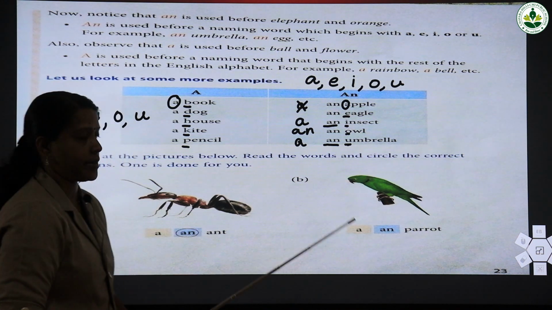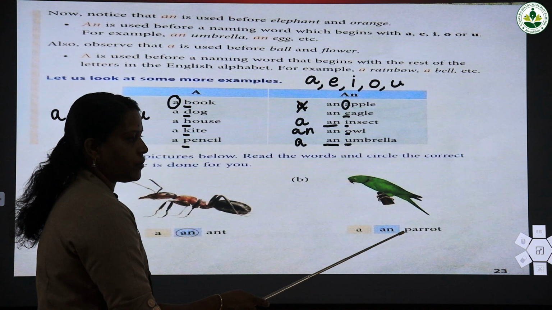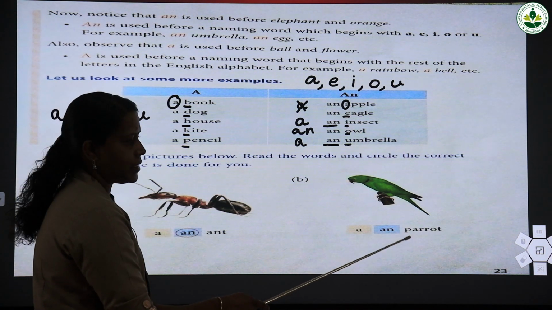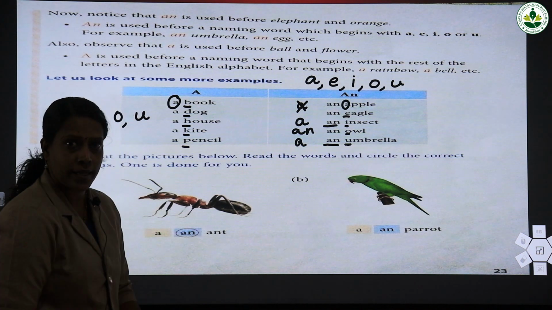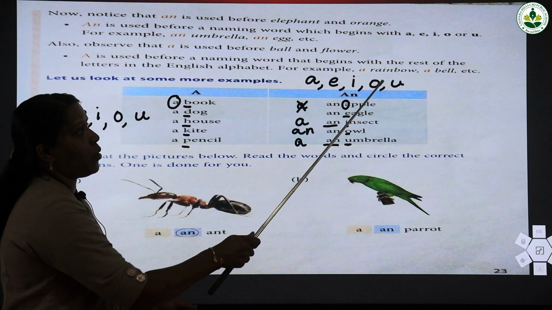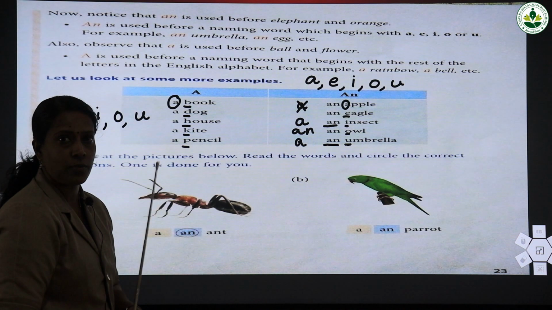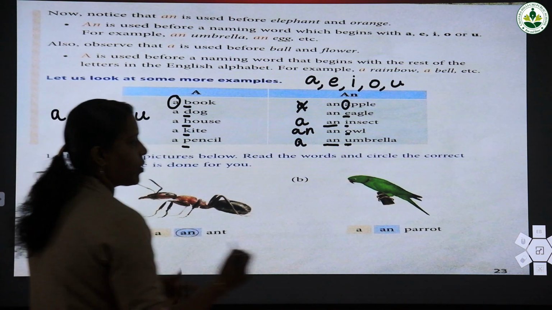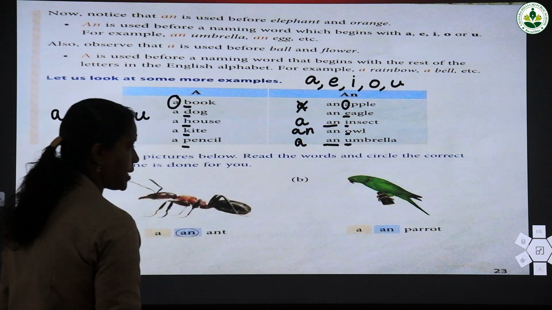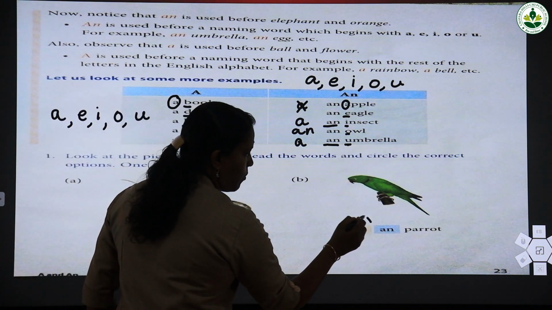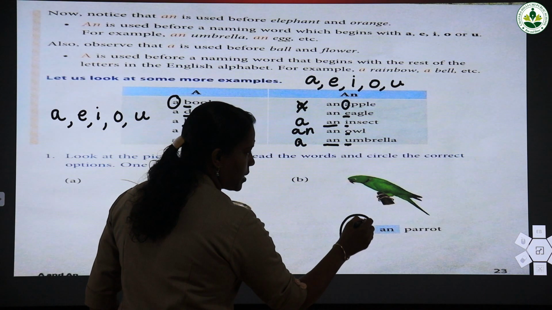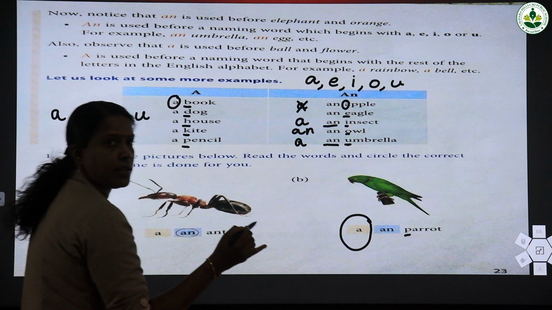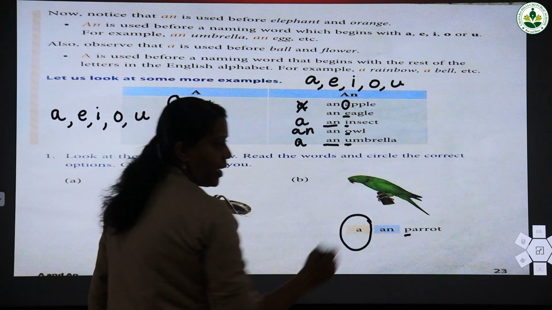P-A-R-R-O-T. Parrot. What is the first letter of the word parrot? It is P. Is it a vowel letter? A, E, I, O, U. P. Is it a vowel? No. So what is the correct answer, a parrot or an parrot? It is not starting with a vowel letter. That is why, a parrot.